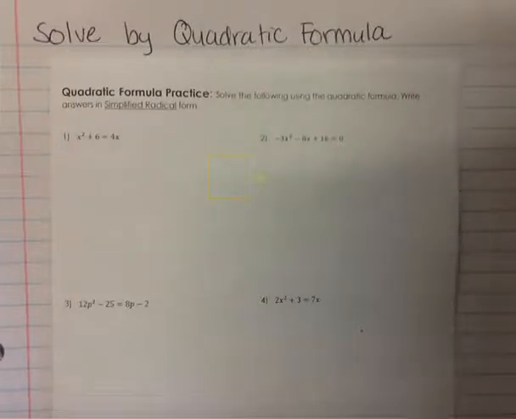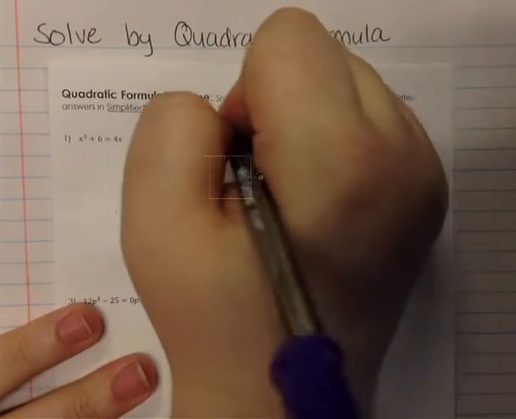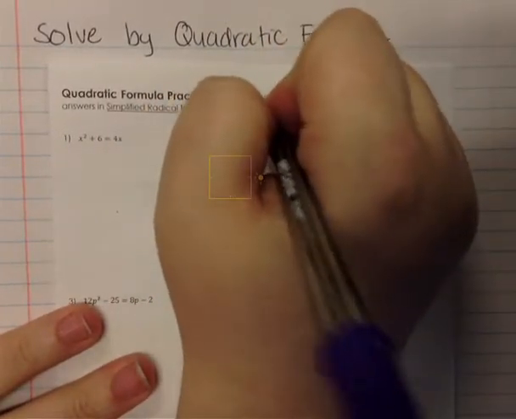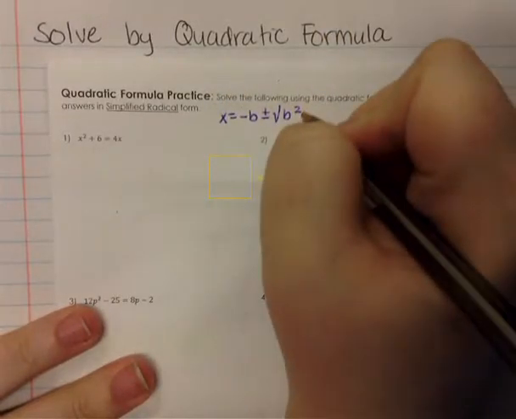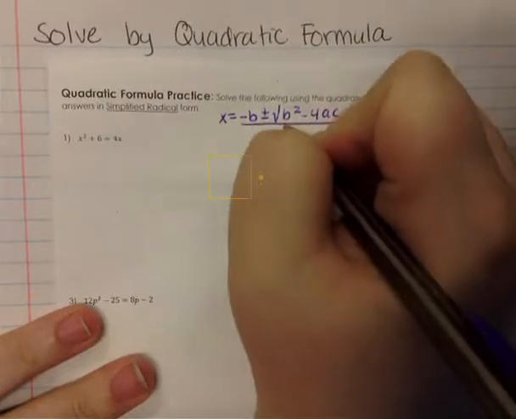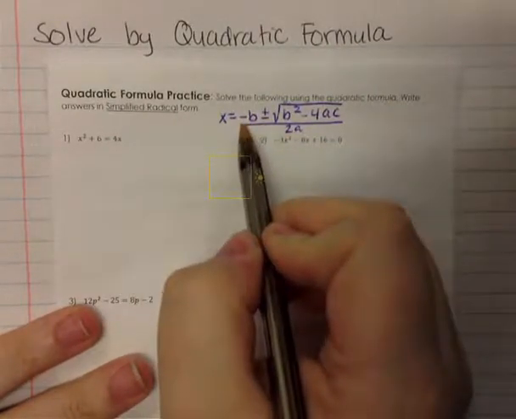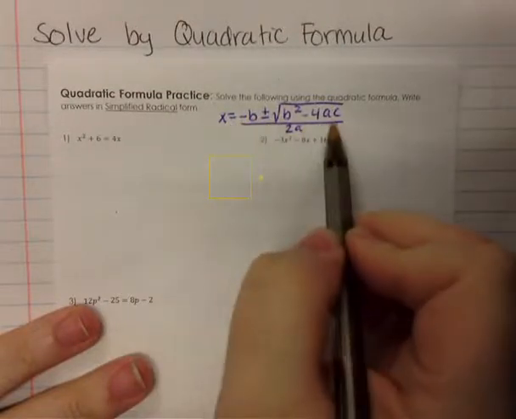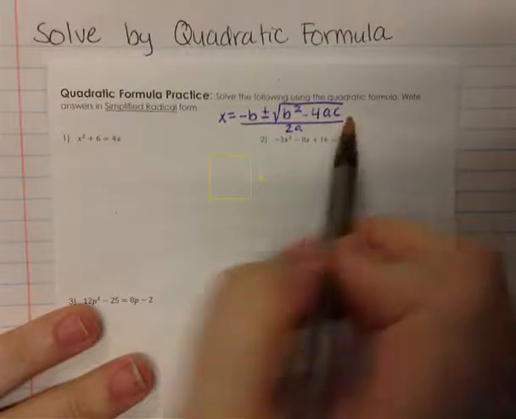So we're going to write out the quadratic formula so that we remember to use it. X equals negative b plus or minus the square root of b squared minus 4ac, all of this over 2a. Just remember that the all over does not extend to the x. It has to go from the negative all the way to the end of the radical.